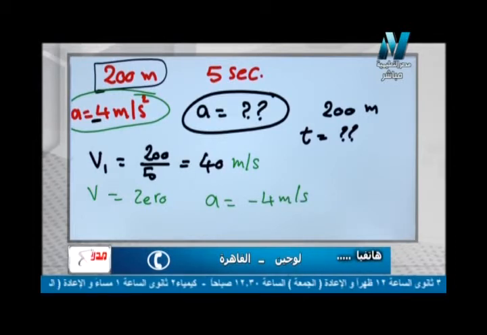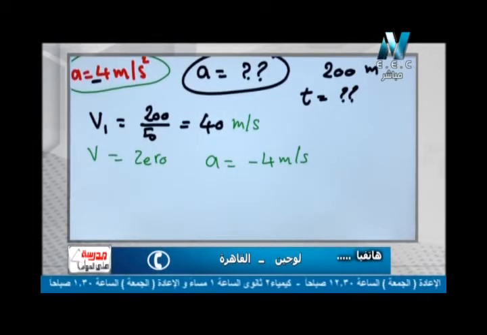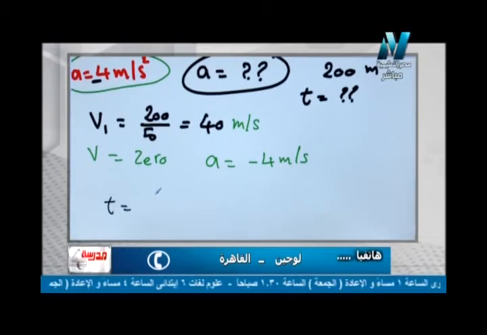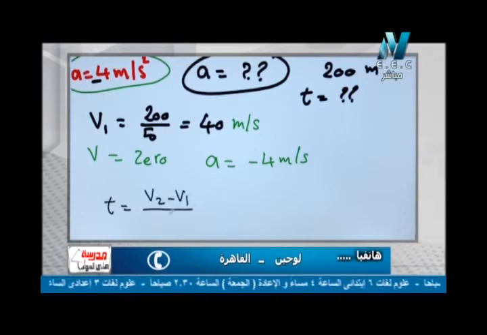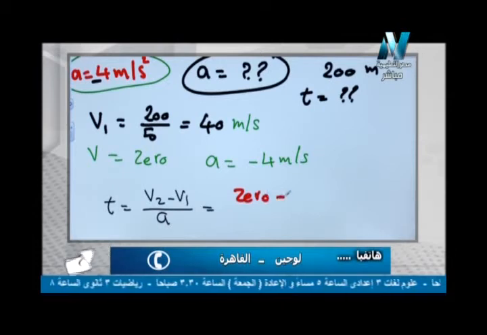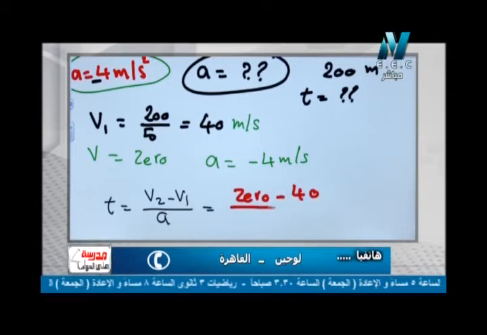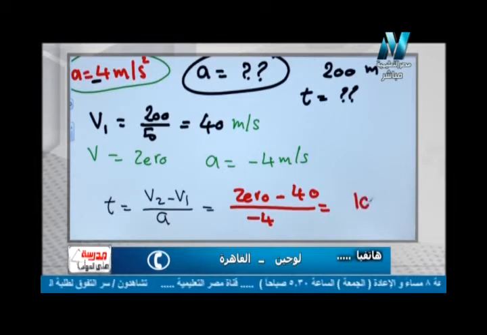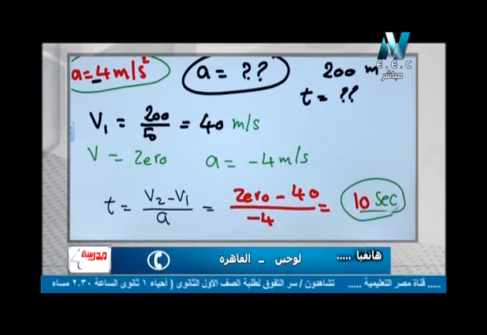So we can calculate the time. By using the magic triangle, time equals (V2 minus V1) over acceleration. V2 equals 0, minus V1 equals 40, over acceleration equals negative 4. So negative 40 over negative 4 equals 10 seconds. Excellent.